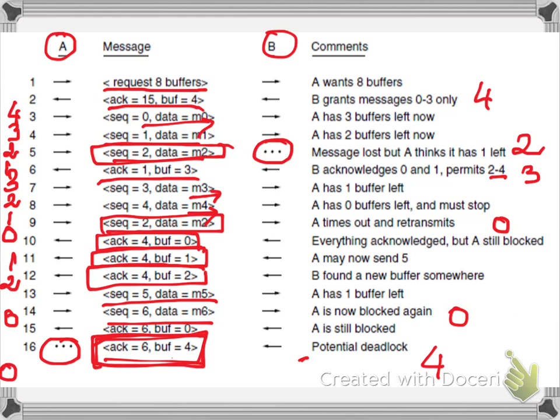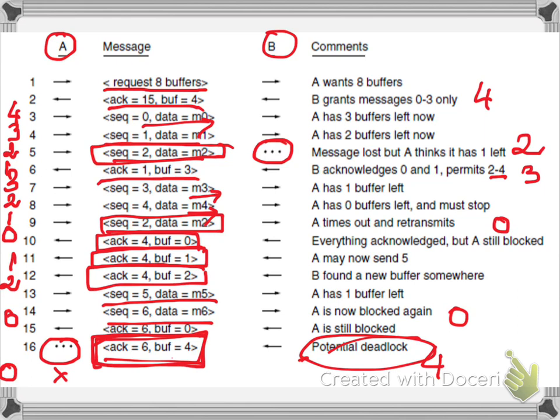A is thinking that it has got 0 buffers, so it is not sending. B has sent an acknowledgement, but this acknowledgement gets lost. So A still thinks that its buffer is 0, so it waits till it receives an acknowledgement. This is a situation with the potential for a deadlock. Buffers are available with B, but A is not getting the message.